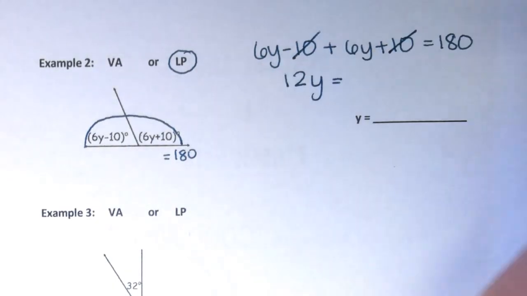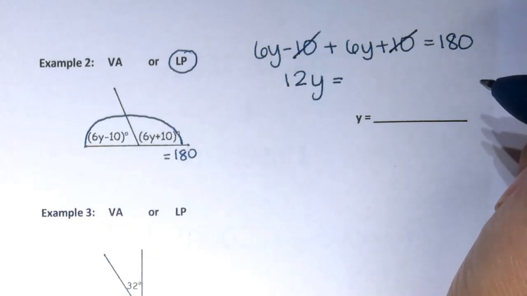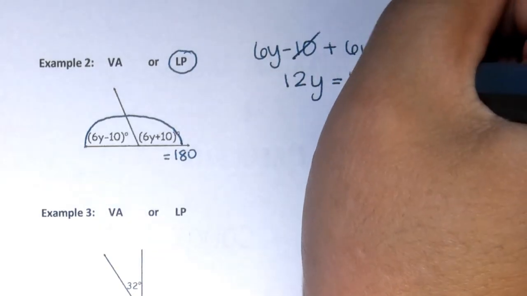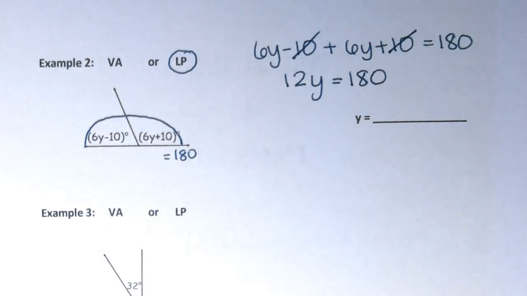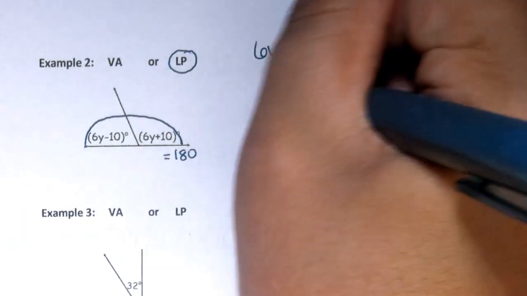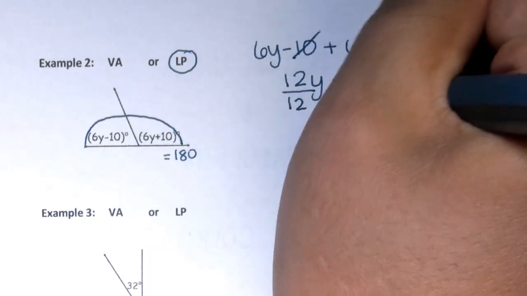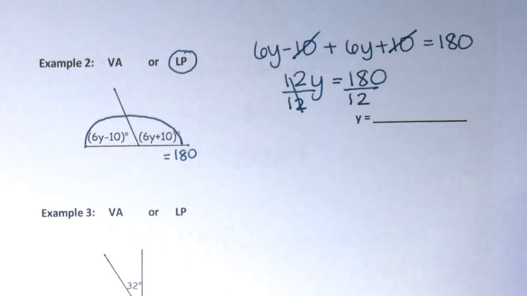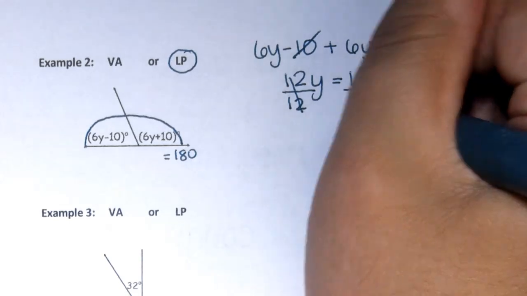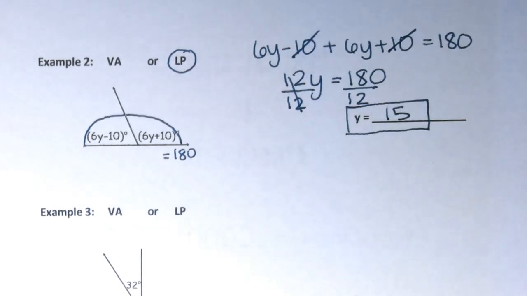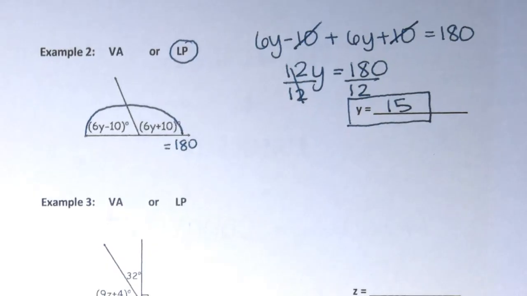So what is 6y plus 6y? 12y squared. Nope, just adding. Just add them. 6y plus 6y. And then divide. What is 180 divided by 12? 180 divided by 12. Wait, no, 15. Yes. Thank you.